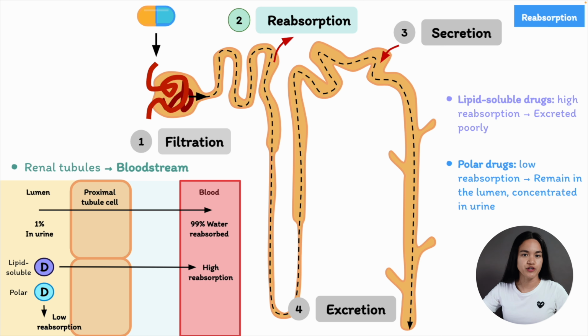Okay. Now, there are also some drugs that undergo active transport from the tubular lumen into the peritubular capillaries against their concentration gradient. This process requires ATP energy and involves carrier proteins located on the tubular membranes.